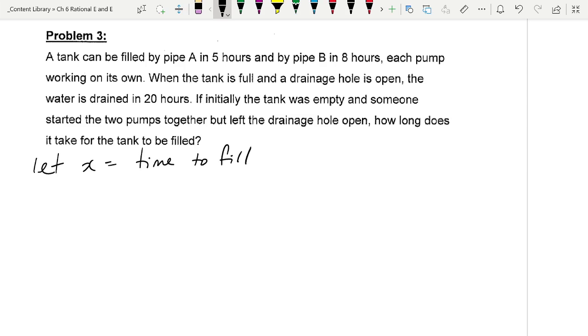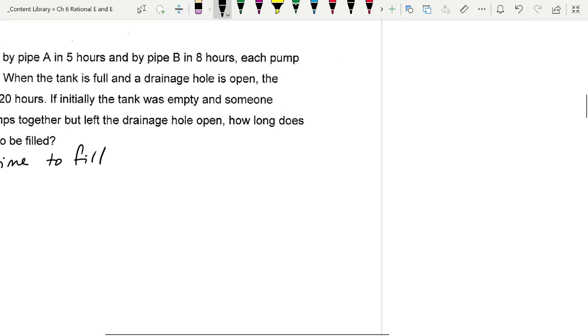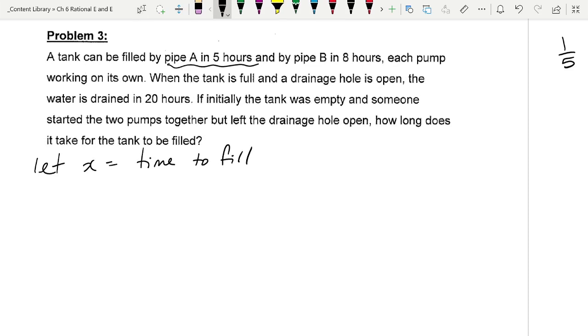And again, you have to think of this logically. I won't bother writing it here, but just think that pipe A can fill the tank in 5 hours. So that means it would do 1/5 of the tank in 1 hour, 2/5 of the tank in 2 hours, 3/5 of the tank in 3 hours, etc. So if I call x the amount of time it takes to fill the tank, pipe A works at that rate.